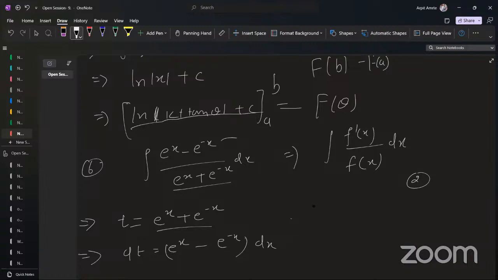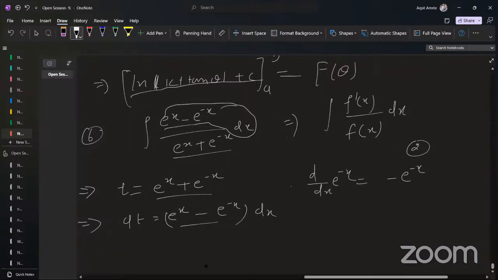What is the differentiation of e raised to the power x? It will be e raised to the power x. And for e raised to the power minus x, it will be minus of e raised to the power minus x, right? So this is your numerator only. Yes sir. This whole thing will become your dt.